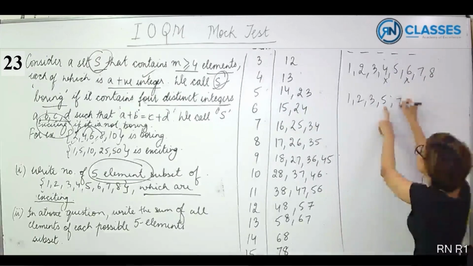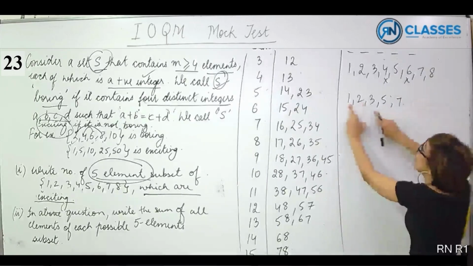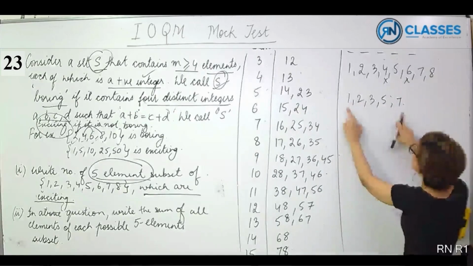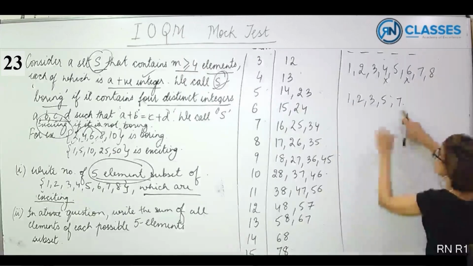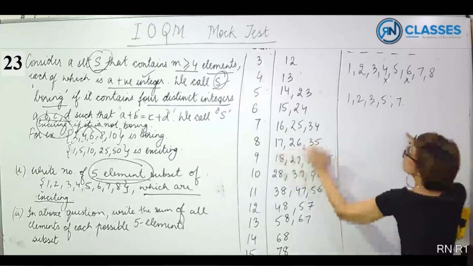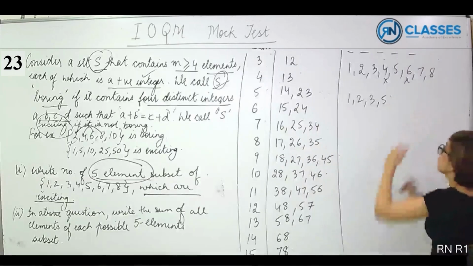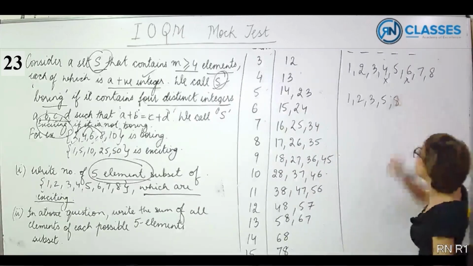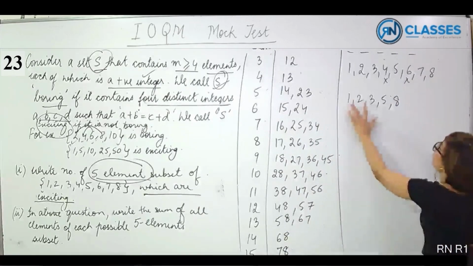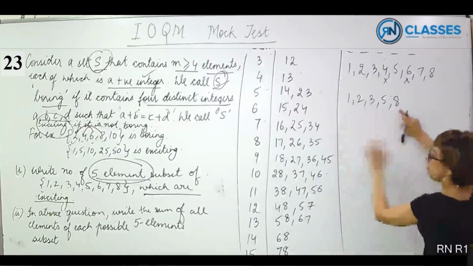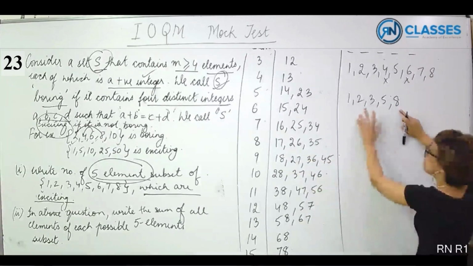Let's see whether that works or not. 1, 2, 1, 3, 1, 5, 1, 7. Now the thing is, if I put in 1, 7, it will clash with 3, 5. So that means I cannot put in 7 also. So let me put in 8. Let's see whether that works. Now 1, 2, 1, 3, 1, 5, 1, 8. Sorted. Nobody is having problem with each other.